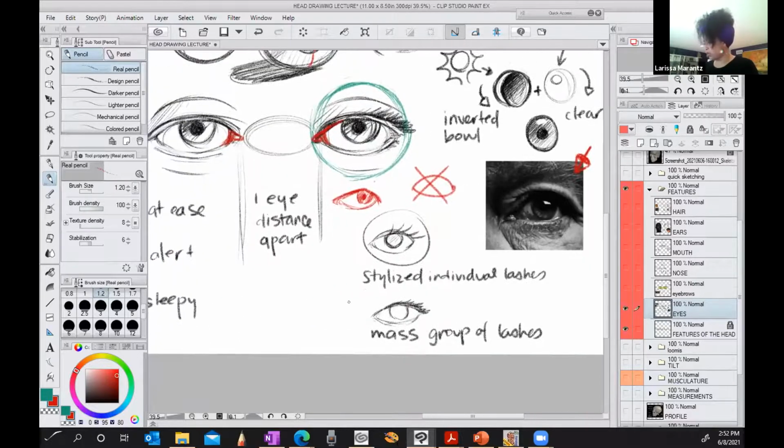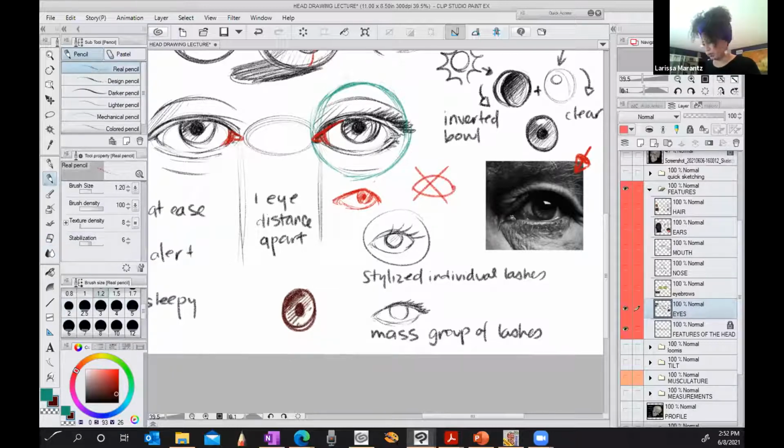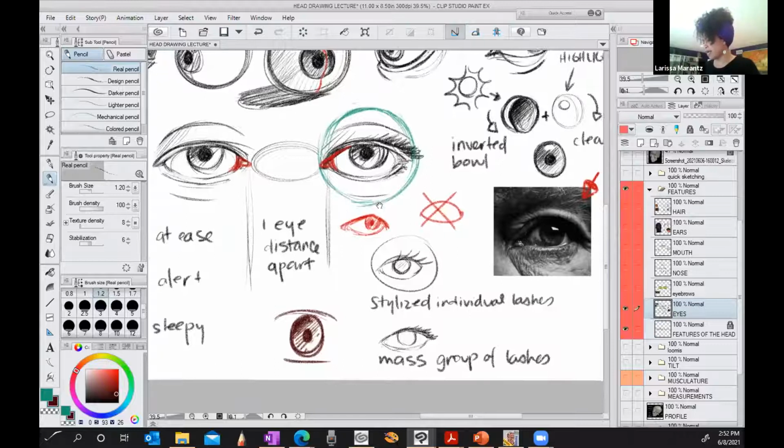When I was drawing Avatar, the Avatar eye is literally, you do this, you do this, you do this, and then you do this. This is the Avatar eye. It's really simplified, but it's based on that idea.